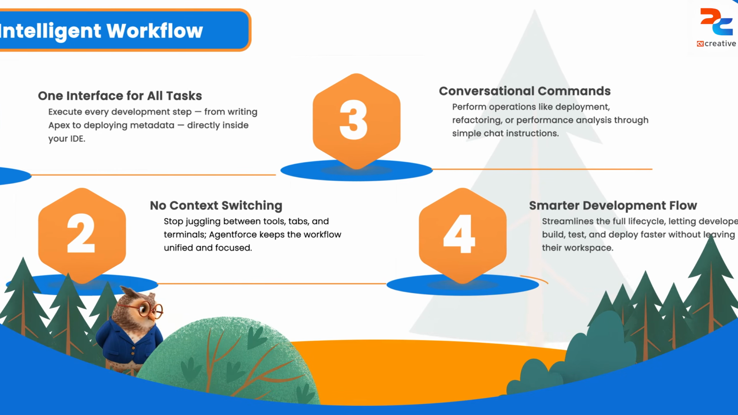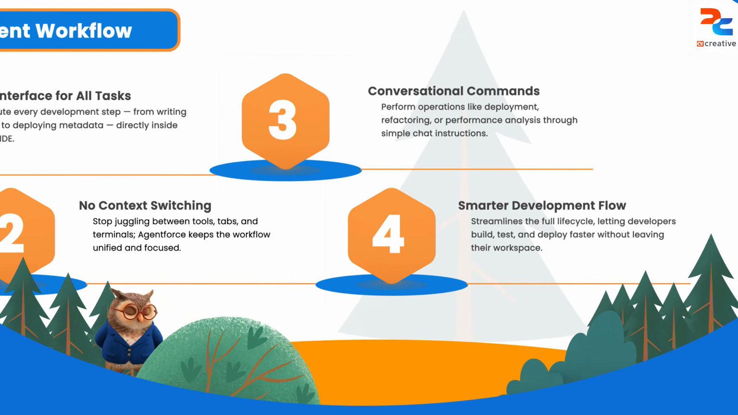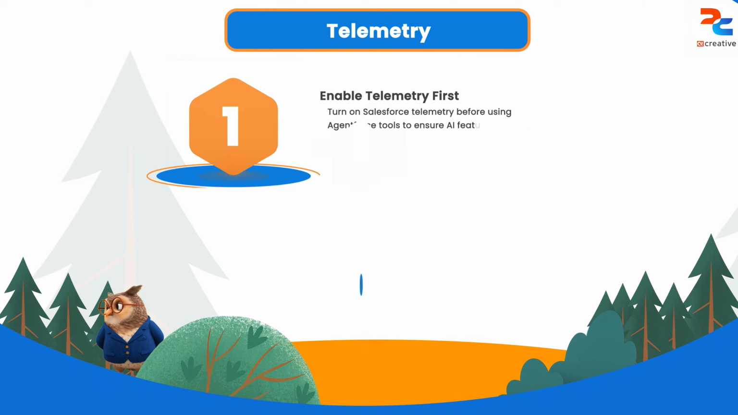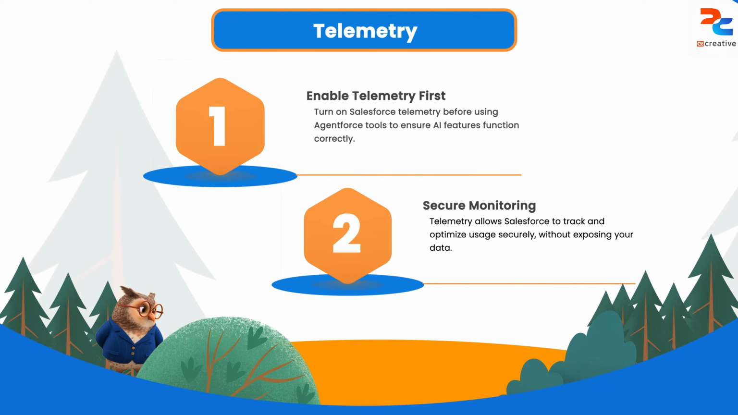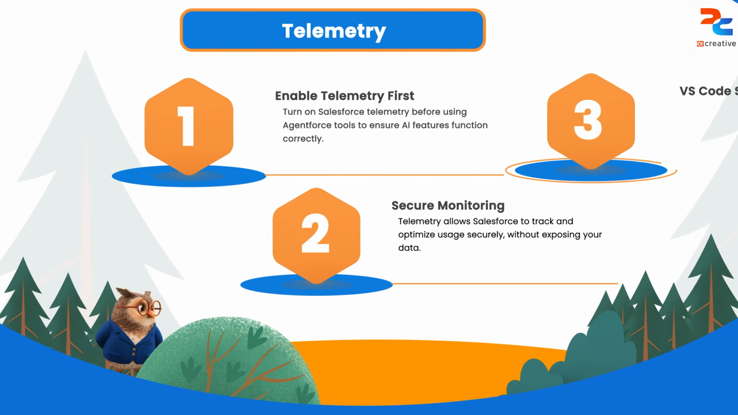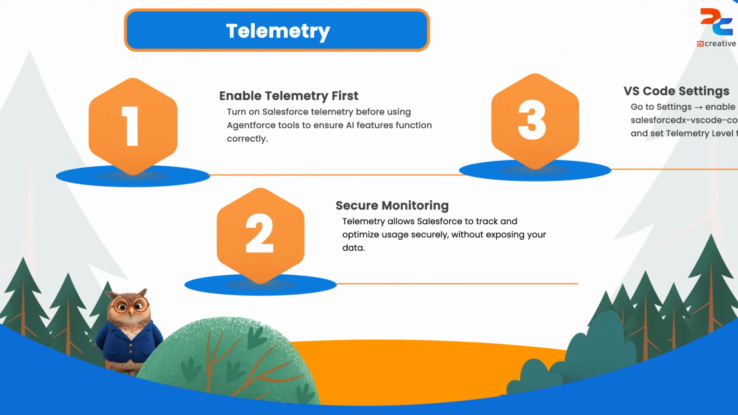From generating Apex to deploying metadata, analyzing performance, or refactoring code, all through one conversational interface. Before using these tools, make sure to turn on Salesforce Telemetry. Telemetry ensures that your AI features function correctly and that usage is monitored securely. You can enable it under settings by turning on the Salesforce Telemetry option and setting the telemetry level to all. Then reload your window and you're ready to code.